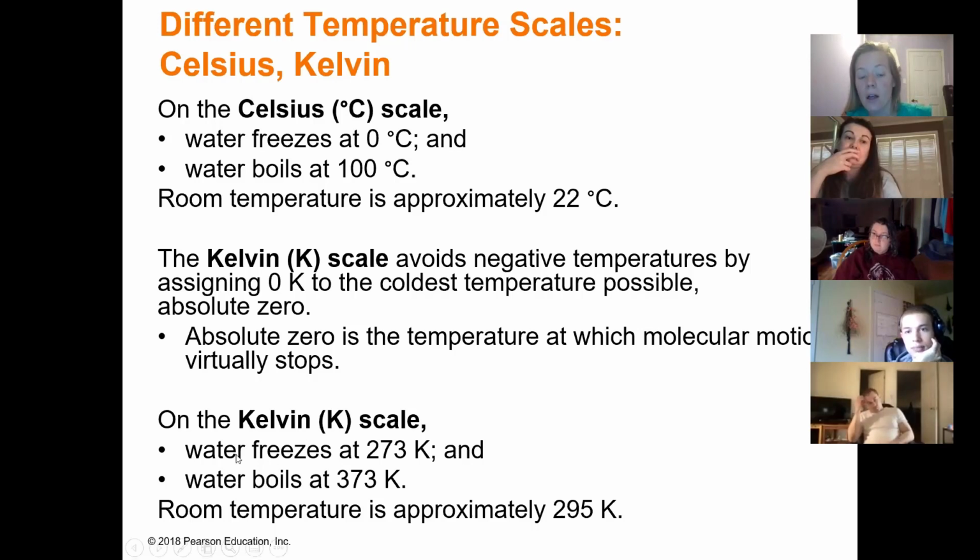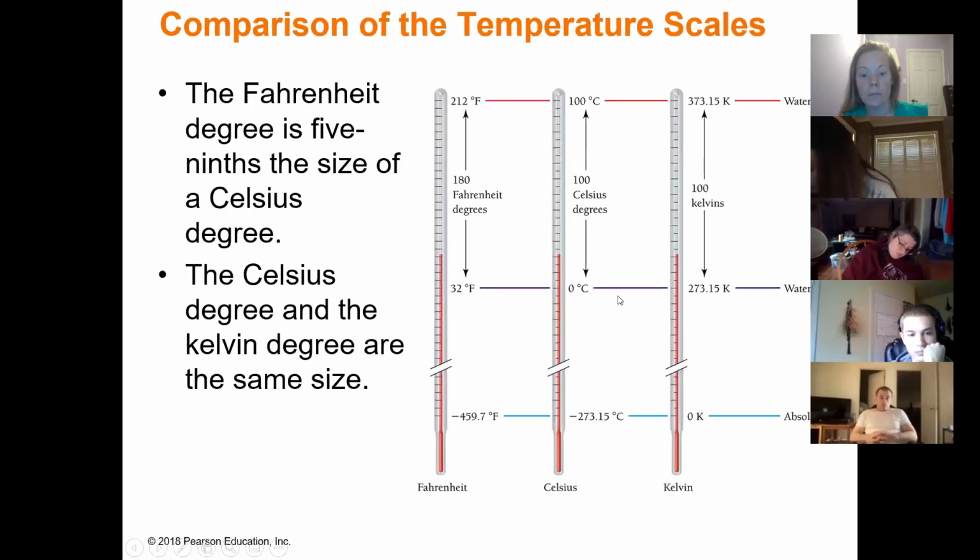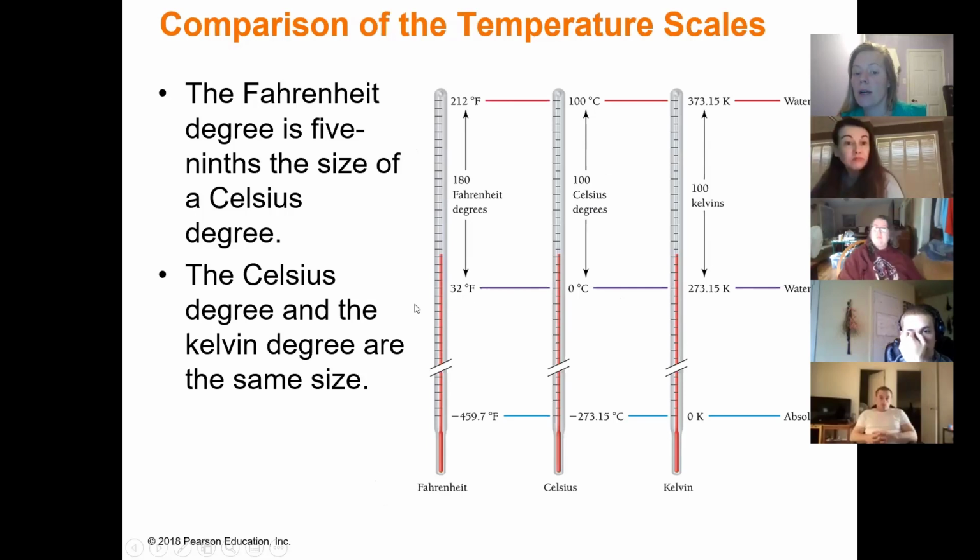So on the Kelvin scale, water freezes at 273 and water boils at 373. That's a 100-degree difference between freezing and boiling, the same magnitude because it's just shifted over. So 100 degrees Celsius and 100 degrees Kelvin separate the freezing and boiling of water. 180 degrees separates it on the Fahrenheit scale.